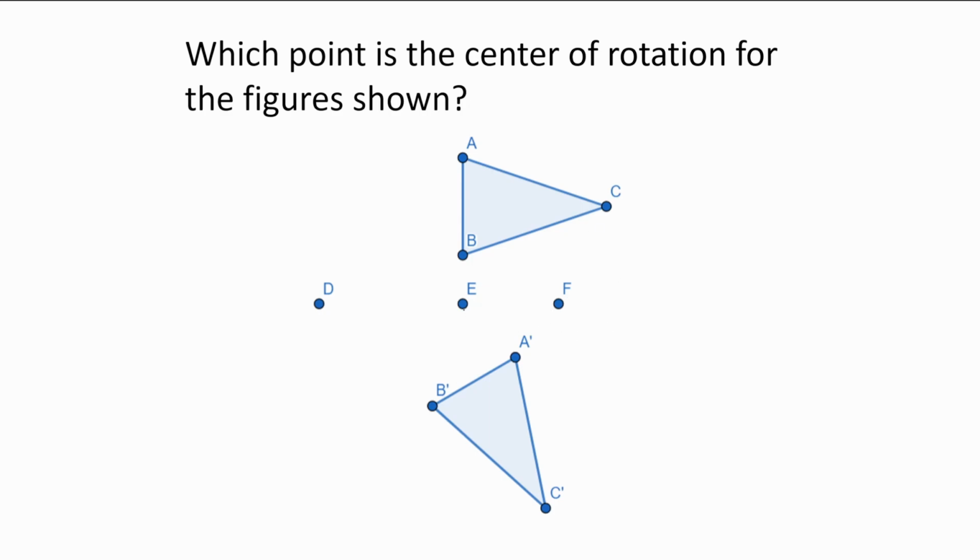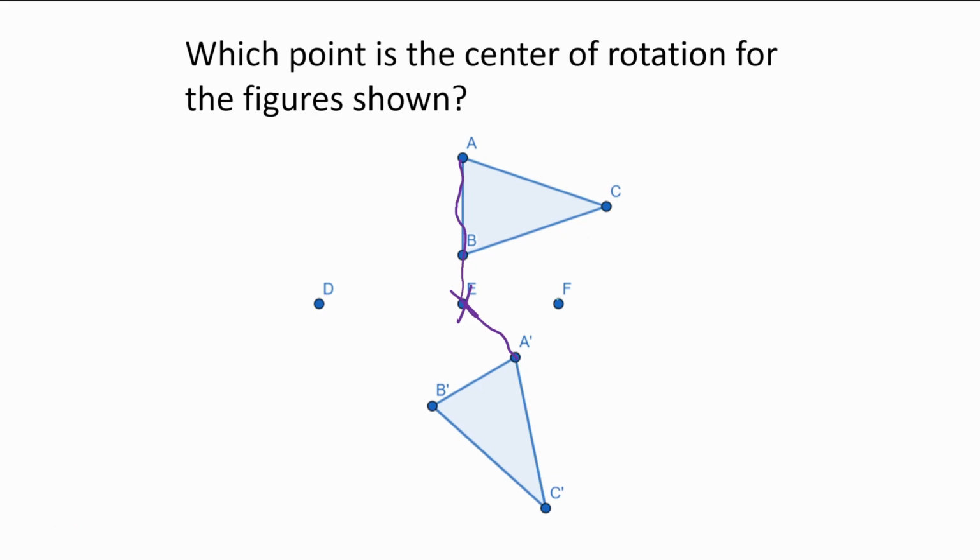Now, what does that mean? If we look at E, and we think E to A prime, and then E to A, are those two purple lines that I drew the same distance? No, they are not. So this cannot be one of our answers. This is not our center of rotation.